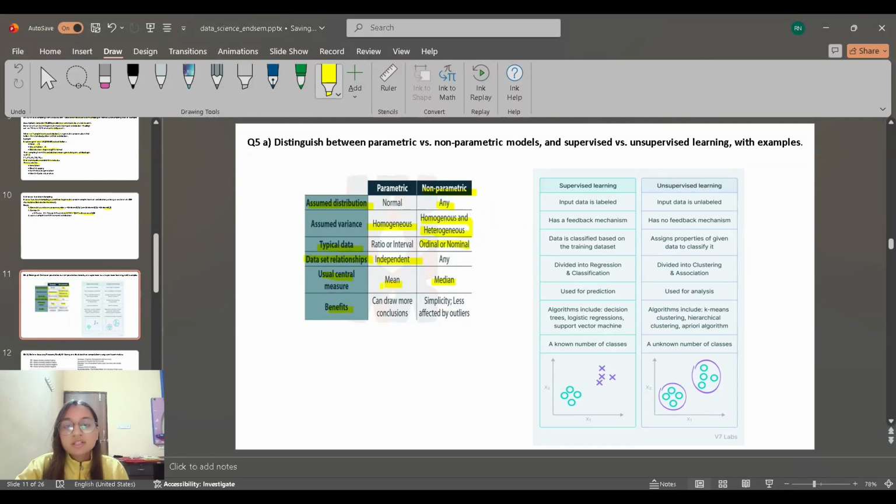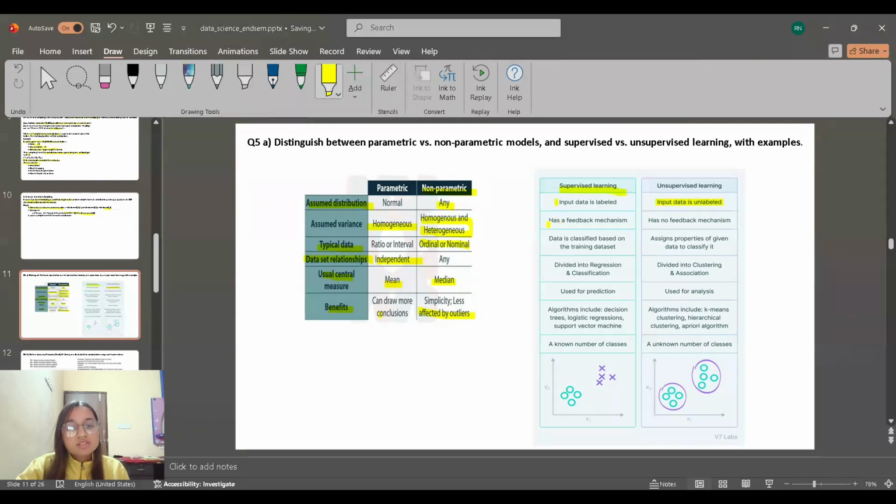Benefits of parametric is that it can draw more conclusions. For non-parametric, simplicity and less affected by outliers. Now, the difference between supervised and unsupervised learning. In supervised learning, input data is labeled, and in unsupervised learning, input data is unlabeled.